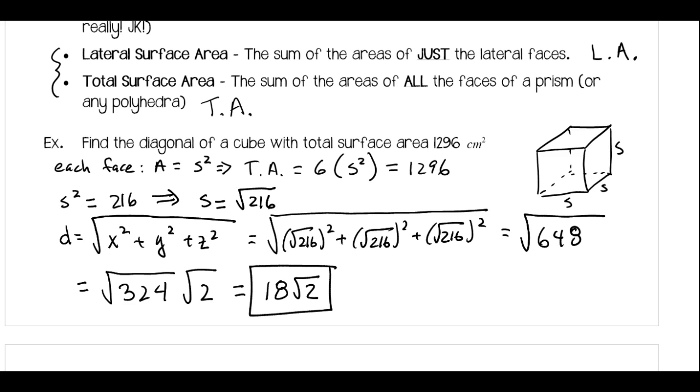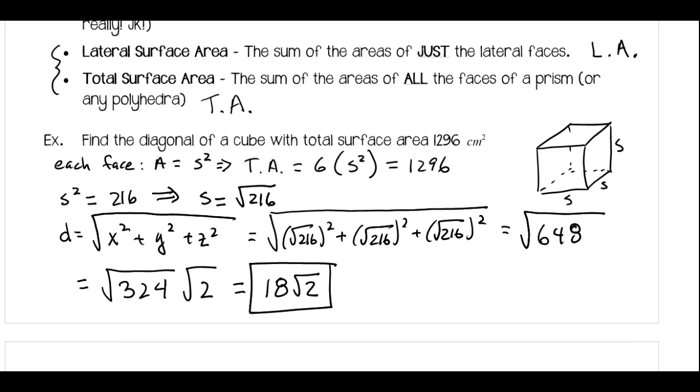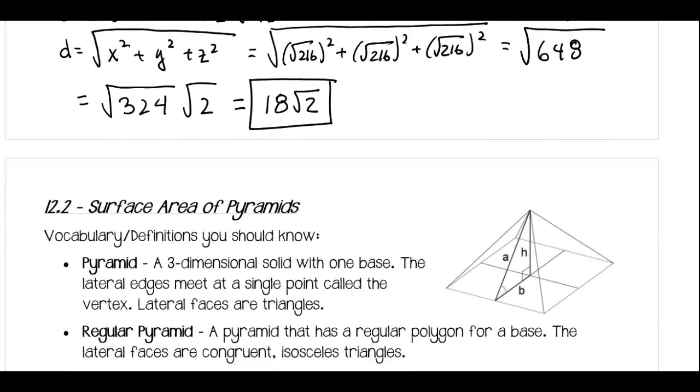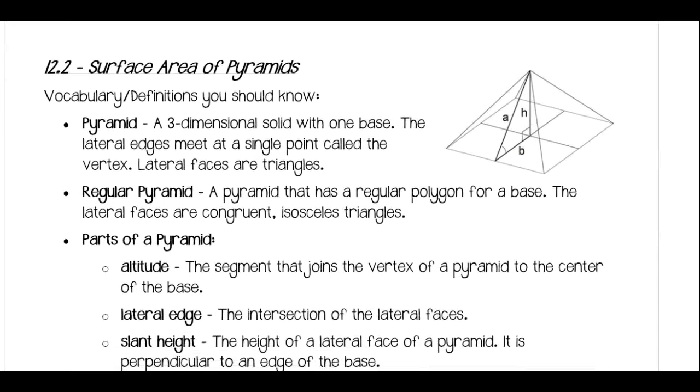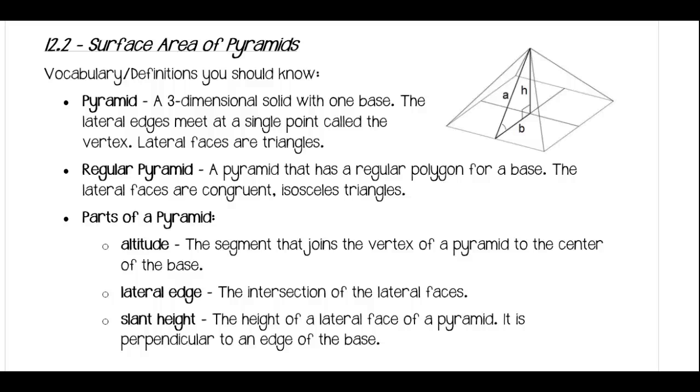So that's it for section 1. Moving on to section 2, we're looking at the surface area of a pyramid. So a pyramid is a three-dimensional solid with one base.